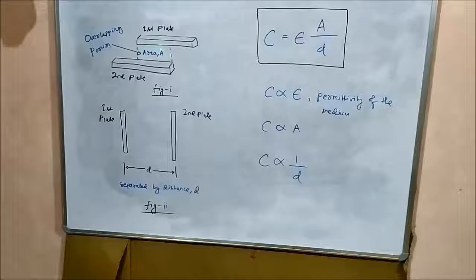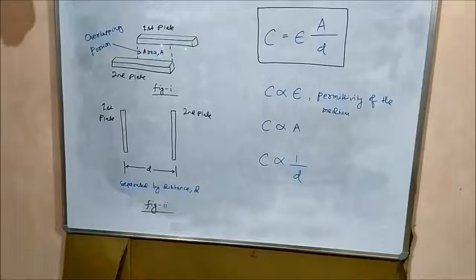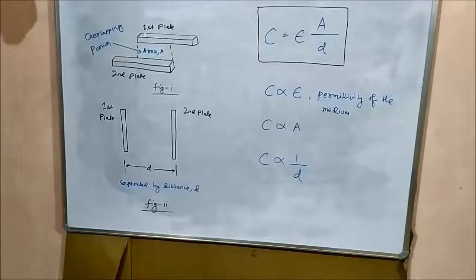Now area of overlap is actually the portion of the two plates which lie one above the other. This portion, which does not lie one above the other, is not in use. Only this much area, which lies one above the other, contributes to capacitance. So the capacitance depends on the distance of separation between the two plates and the area of overlap between the two plates, which is the area which lies one above the other.